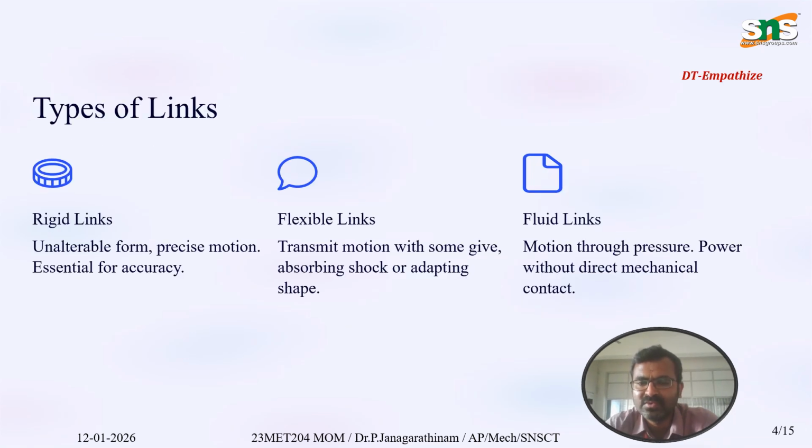These are the types of links we use in kinematics: rigid links, flexible links, and fluid links. A rigid link means unalterable form and precise motion, essential for accuracy. Flexible means it transmits motion with some give, absorbing shock and adapting shape. And a fluid link means motion through pressure and power, without direct mechanical contact.